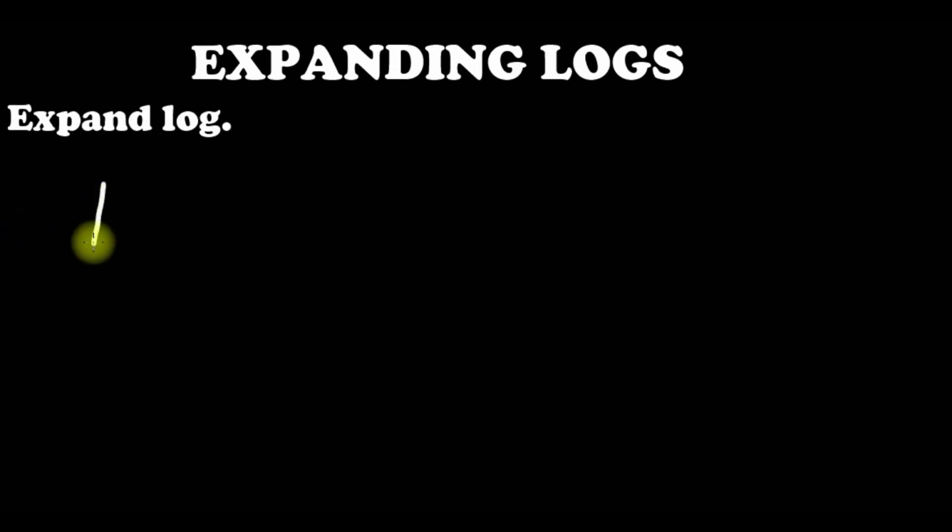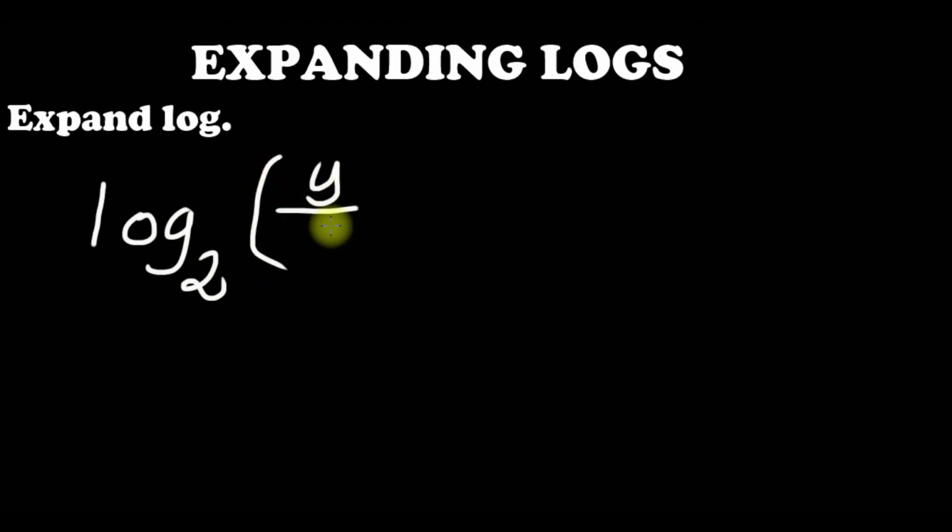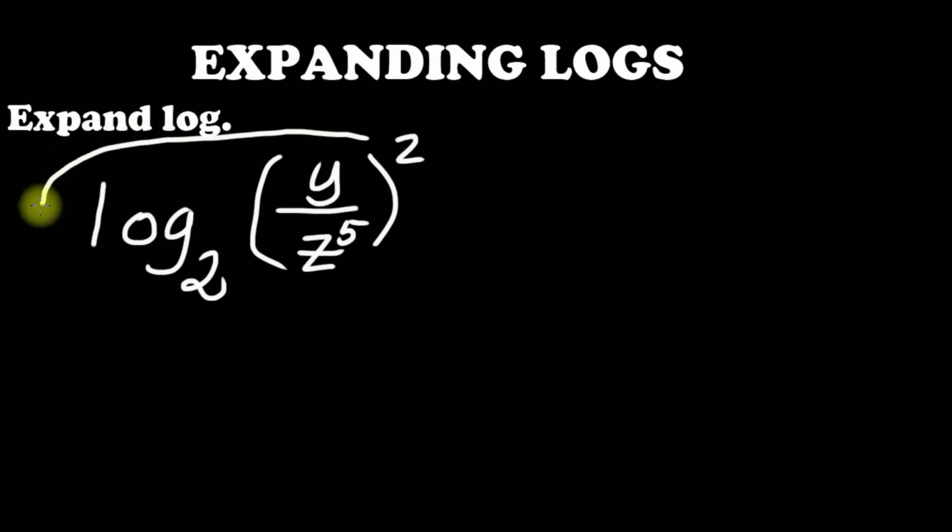So the next example, we have log base 2 of y over z to the 5th power, and that whole thing squared. Okay, so we are going to expand this using the properties of logs. Okay, so the first property we have to apply here is the power property. Okay, because we got to bring down the exponent here to the coefficient.